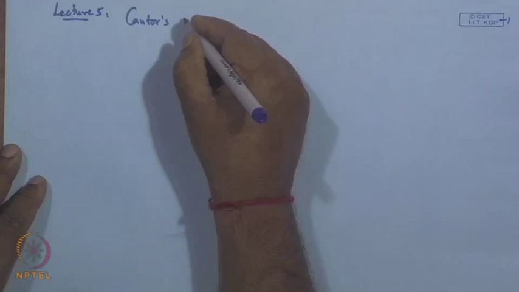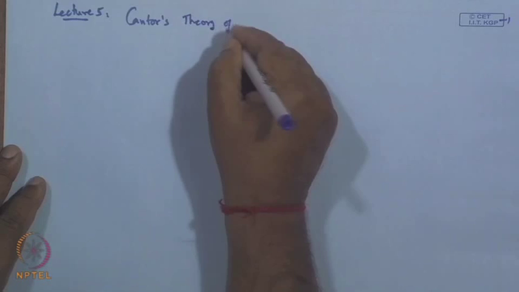So, this way the theory has been developed, and though there is some problem in this Cantor's theory, later on we will see that basically these two theories, one given by Dedekind, the other one by Cantor, are equivalent theories. Okay. So, let us see Cantor's theory of irrational number.